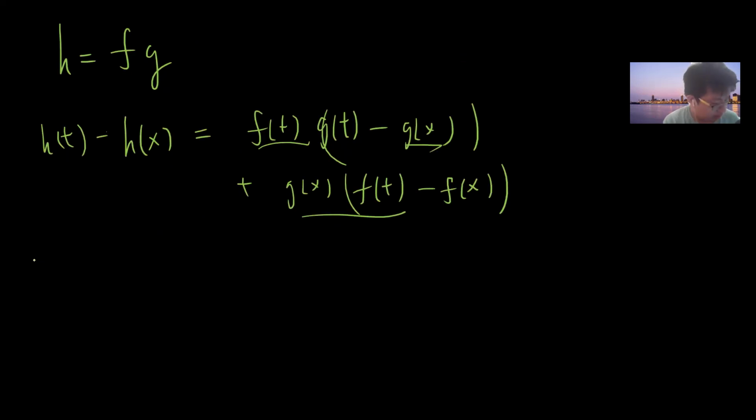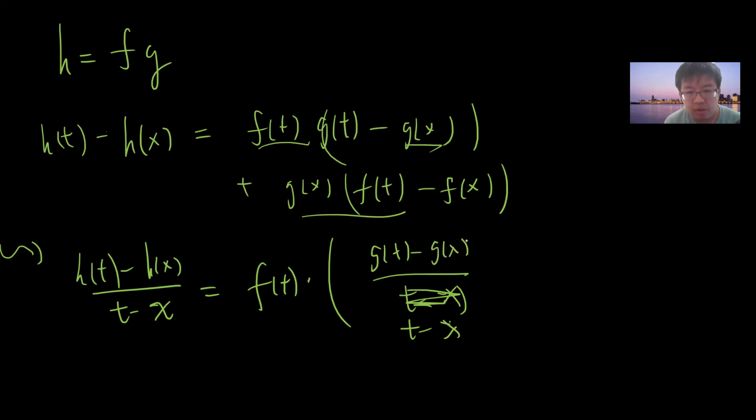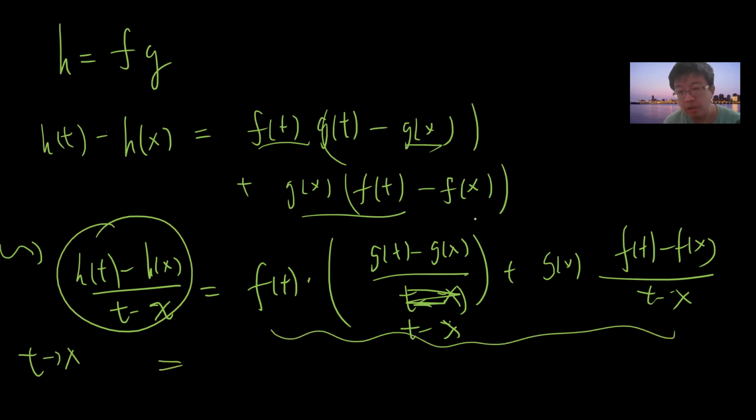So let's divide by t minus x. So I can get f of t times (g of t minus g of x) over t minus x, plus g of x times (f of t minus f of x) over t minus x. As t approaches x, I don't know yet what this becomes, right? So I evaluate the right hand side.